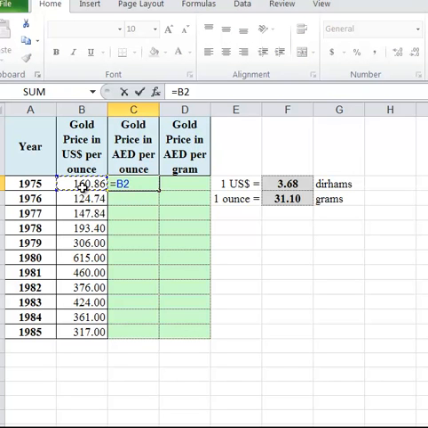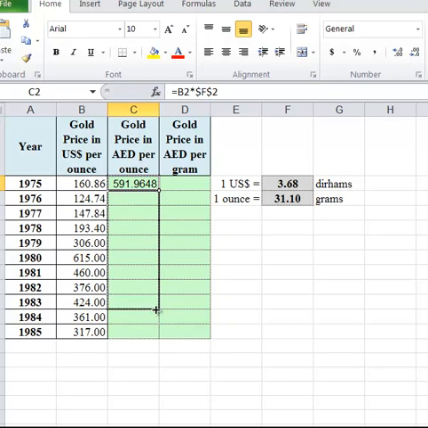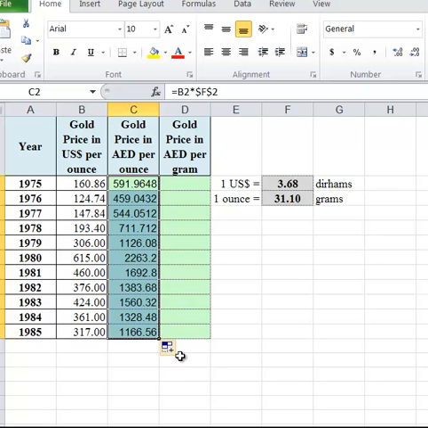cell referencing, first cell, the value given in dollars, times Shift 8. Now this is the rate which you want to be fixed for all the calculations. So we need to put a dollar sign in front of 2 as well as in front of F, so that these values are fixed for all the other calculations. And if I press enter, this is the price in dirhams. I can use the autofill option to find the values in dirhams for all the other prices.